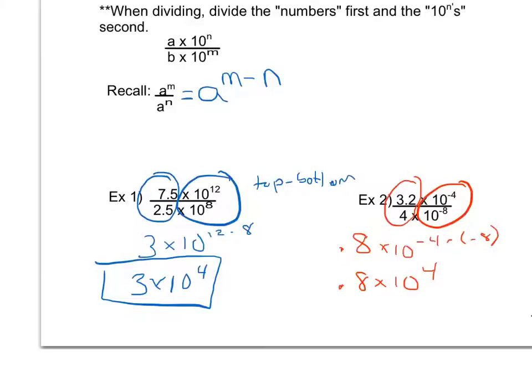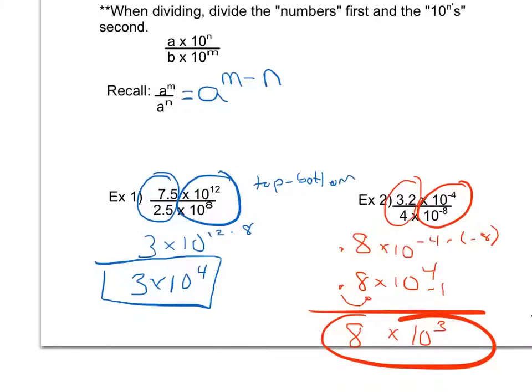Then I ask myself, is this in scientific notation? Well, because 0.8 is not between 1 and 10, this is not in scientific notation. In order to get a number between 1 and 10, I have to move my decimal back. If I go back, I subtract from my exponent. That gives me 8 times 10 to the 3rd.